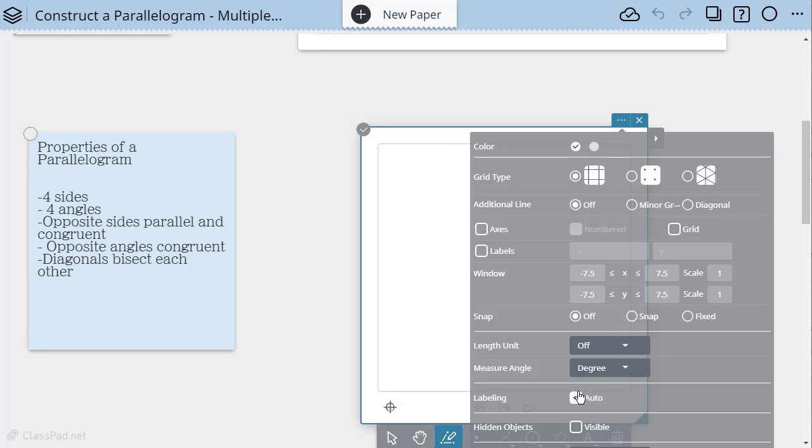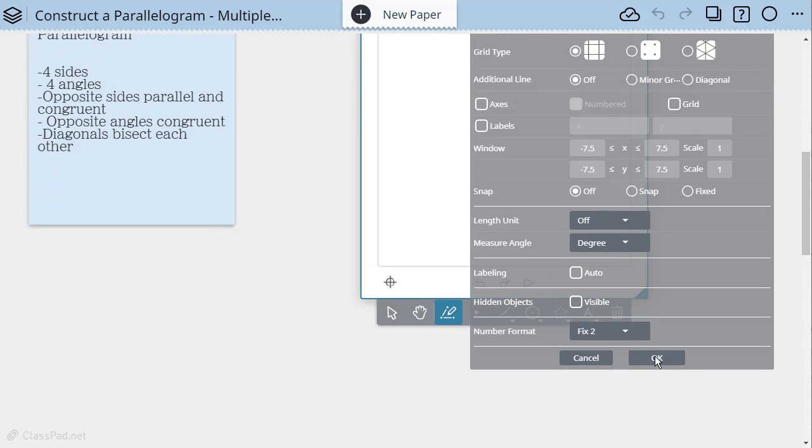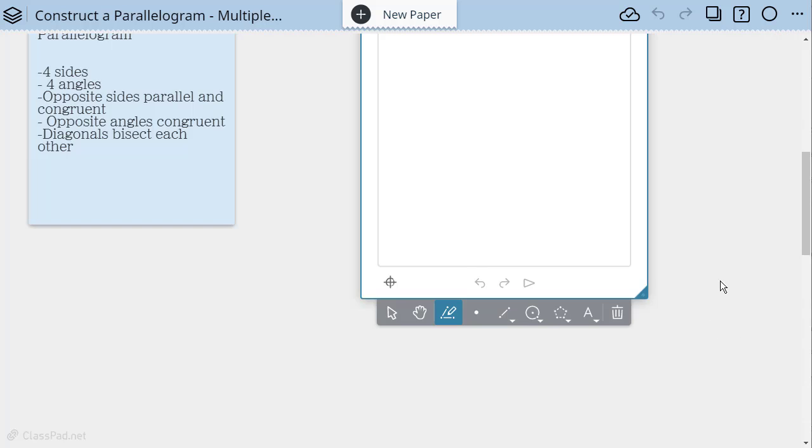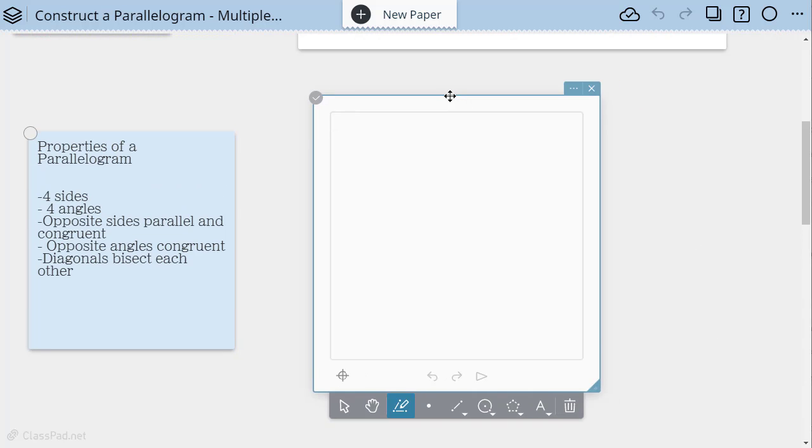And I'm going to turn off my auto labeling again. I'm doing that because I don't like to see the labels. They kind of interfere with what my purpose is. But I could now use this idea of, it's got 4 sides. I've got that. But the sides have to be parallel and congruent. So how am I going to do that?